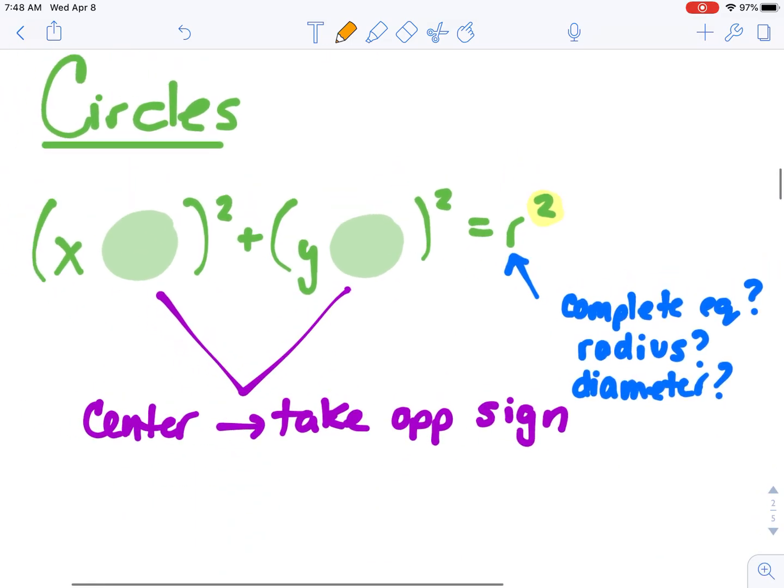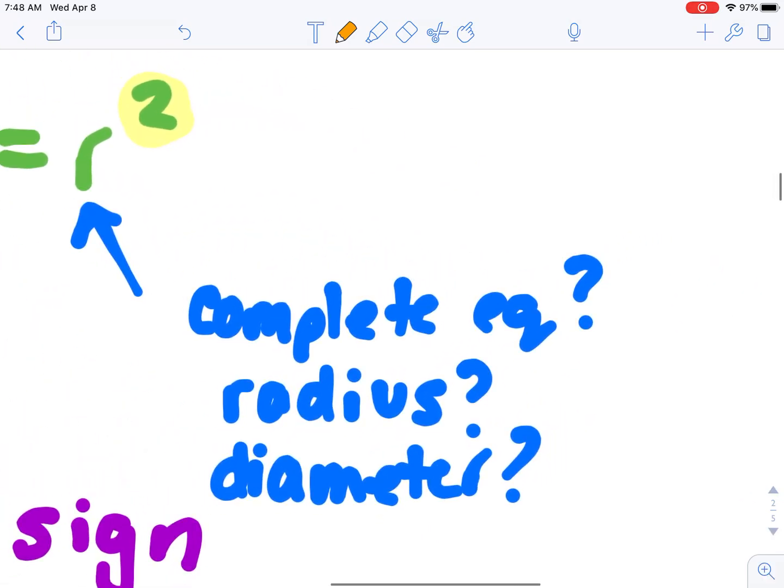For circles, just make sure that you take the opposite signs, and this is an equation that's not equal to 1, it's equal to r squared. And looking at this, you want to think about what the question's asking. Are they asking you to complete the equation? Then you want the r squared. Are they asking for the radius? Then take the square root. If they're asking for the diameter or they give you the diameter, take the square root and double it. So find your radius and double.